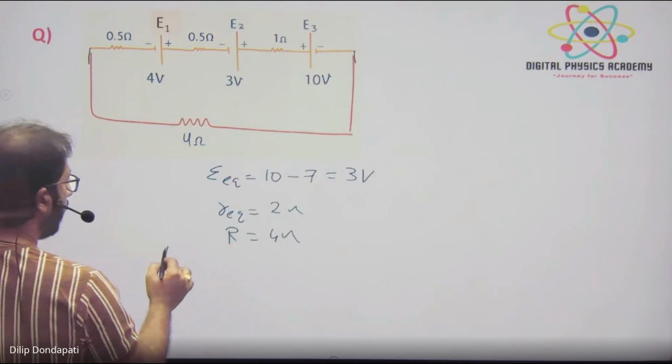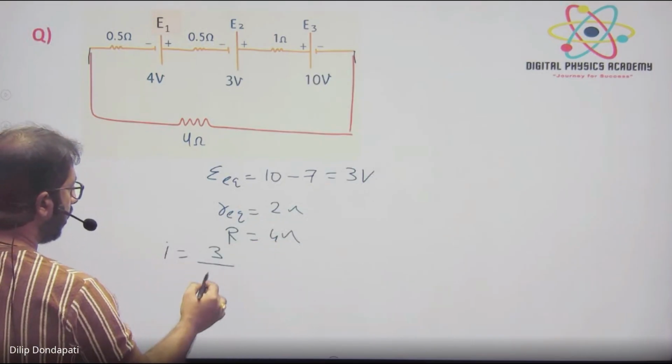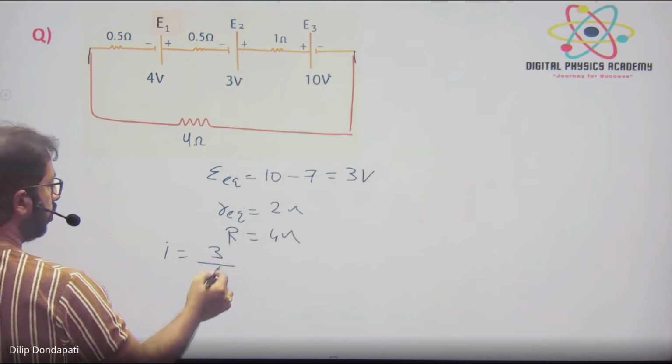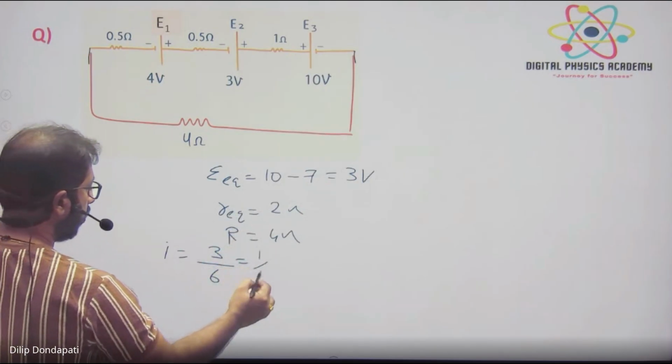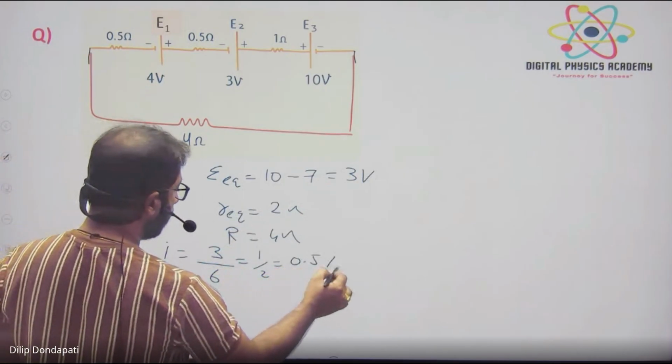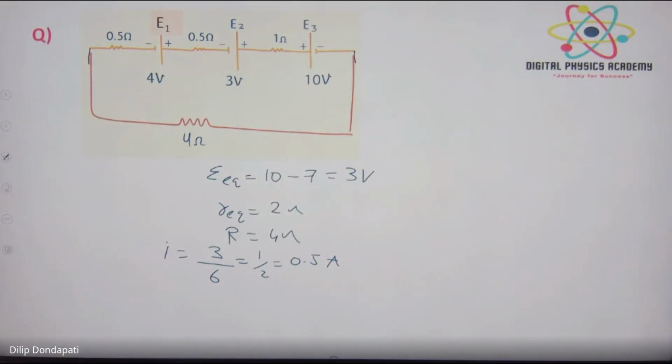So therefore, I is equal to V by R equivalent. R equivalent, both are in series. So 2 plus 4 is 6. So 1/2, 0.5 amperes. Do you understand? Yes. Okay, now try it.